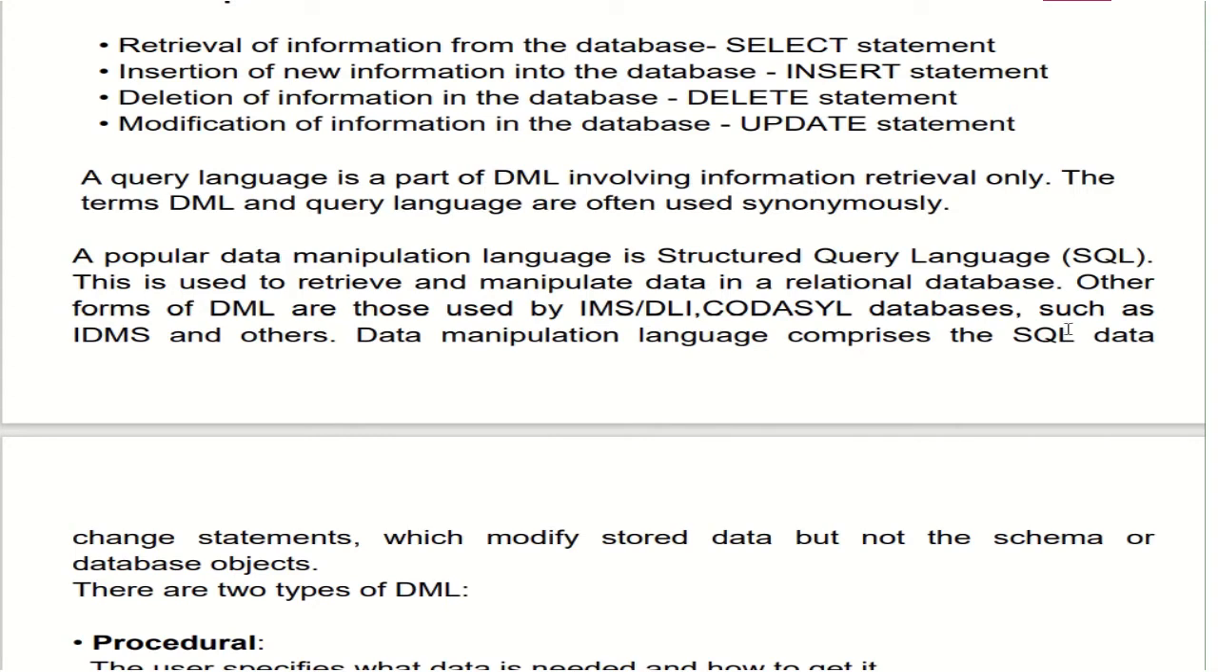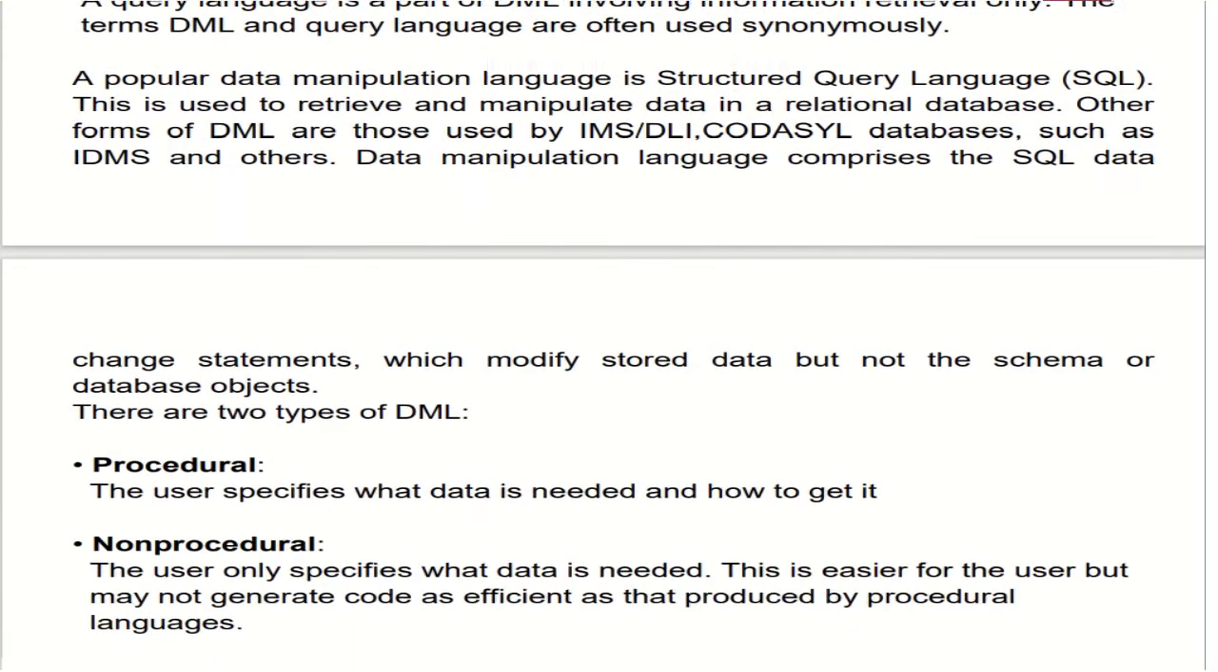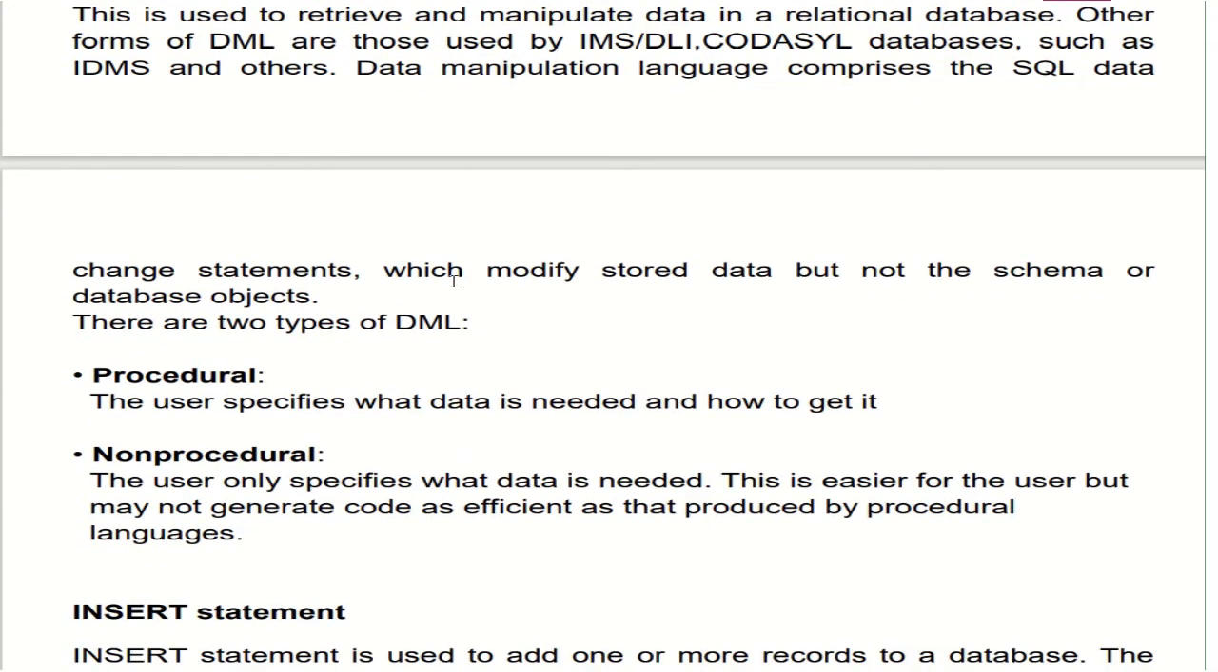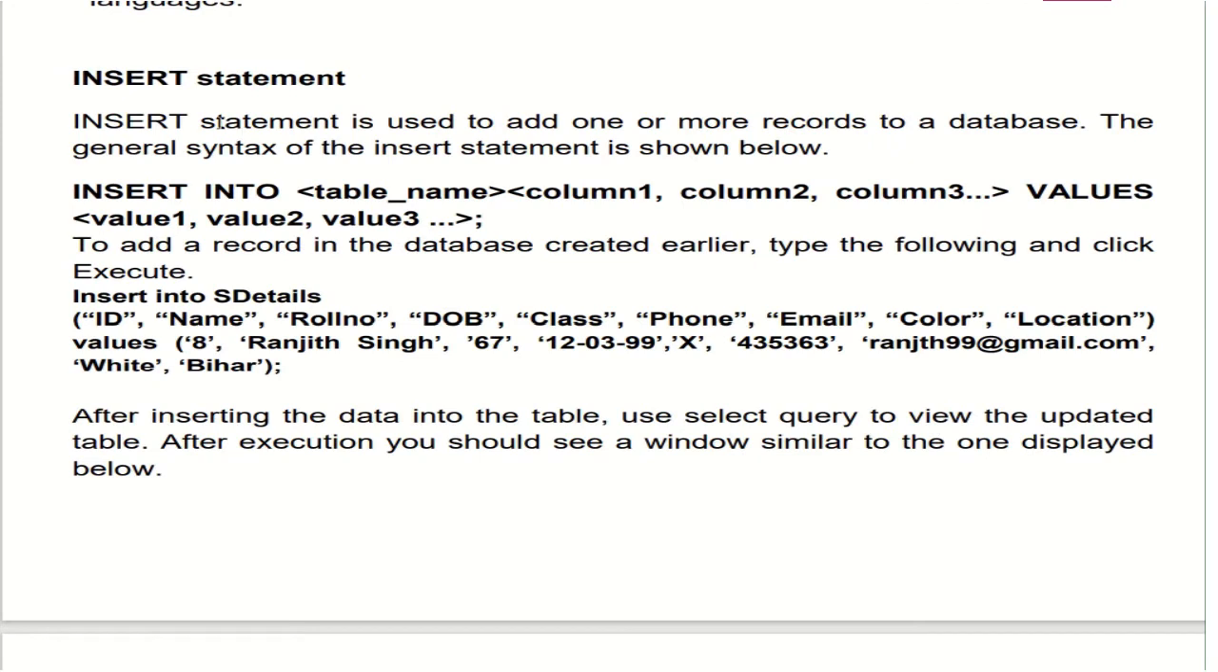There are basically two types of DML. First one is procedural and second is non-procedural. So what is procedural? The user specifies what data is needed and how to get it. Non-procedural means the user only specifies what data is needed. This is easier for the user but may not generate code as efficient as that produced by procedural languages.